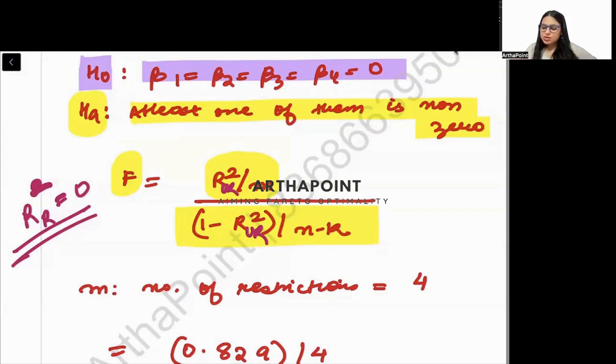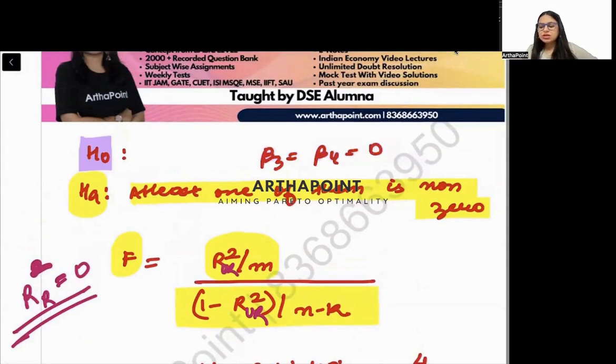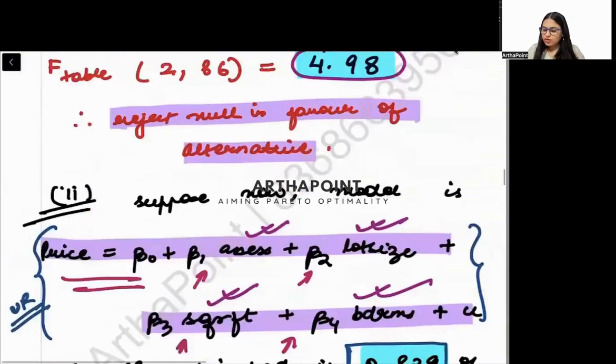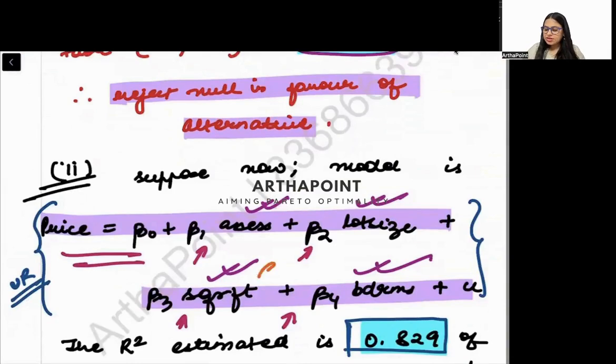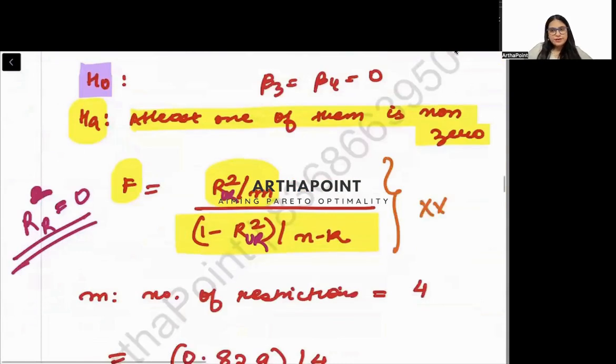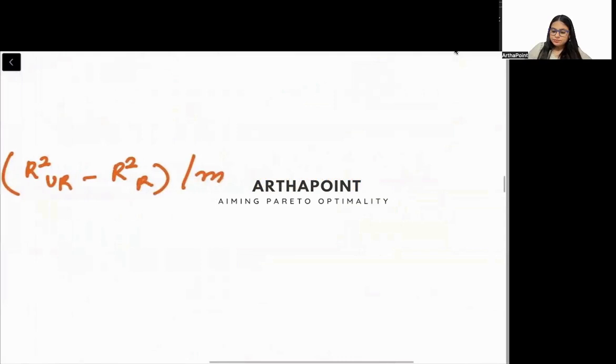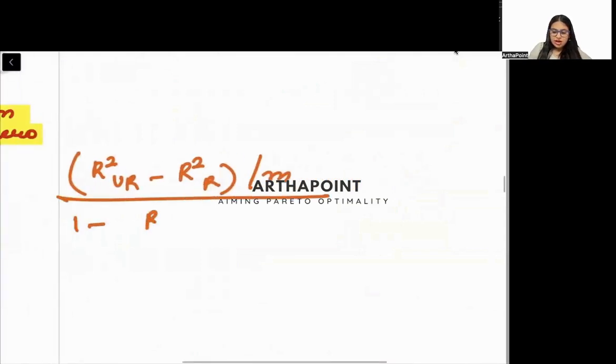A bit of attention. Suppose your null that you had to test was only this: beta 3 equal to beta 4 equal to 0. Suppose you had to test this. It means that you were testing that beta 3 and beta 4 are 0. Related to the others, there is no test. So if this had been the case, then this formula would not have been a valid formula. Then in that case, your formula would have been R square unrestricted minus R square restricted divided by m, upon 1 minus R square unrestricted divided by n minus k.